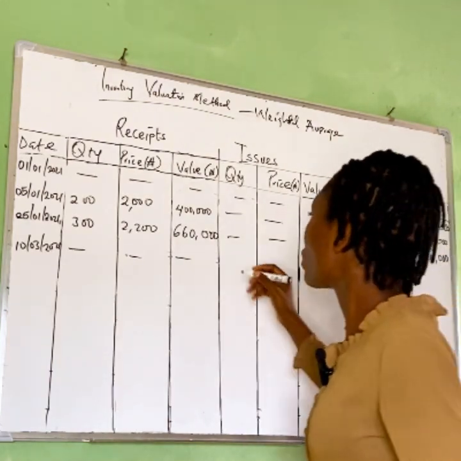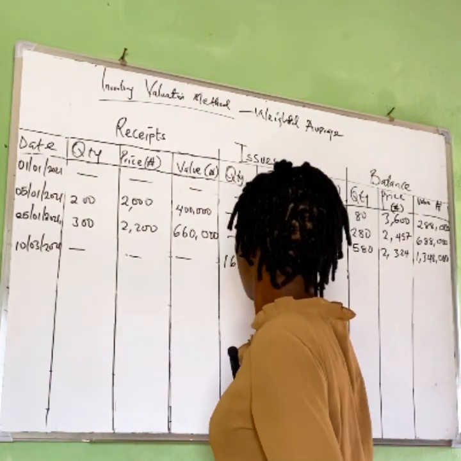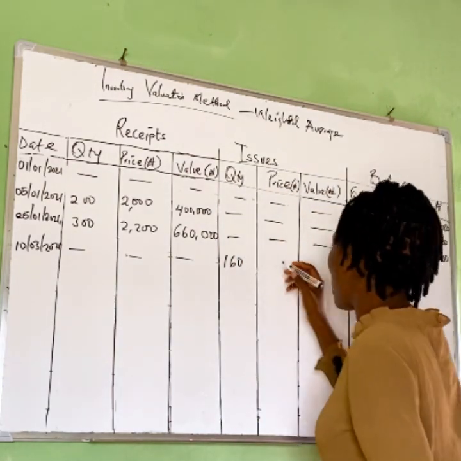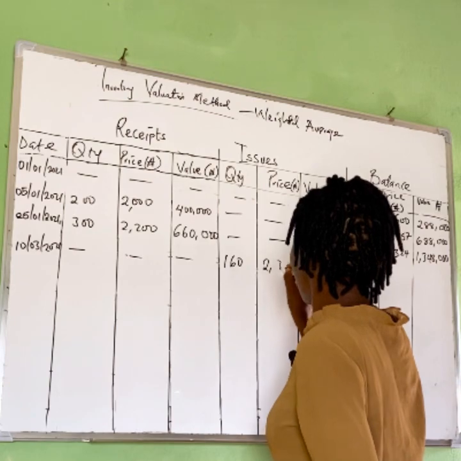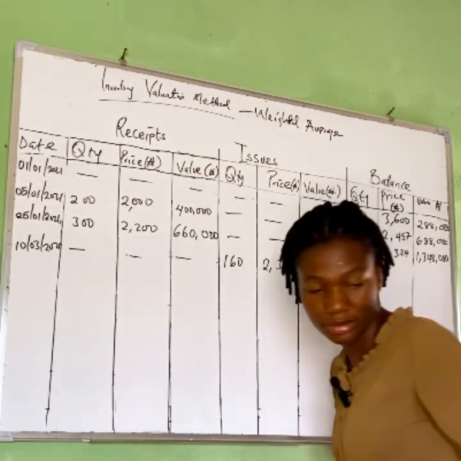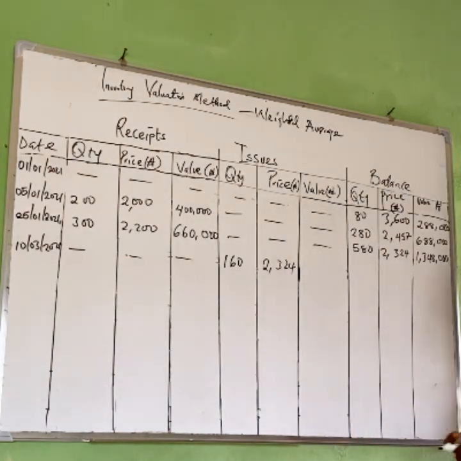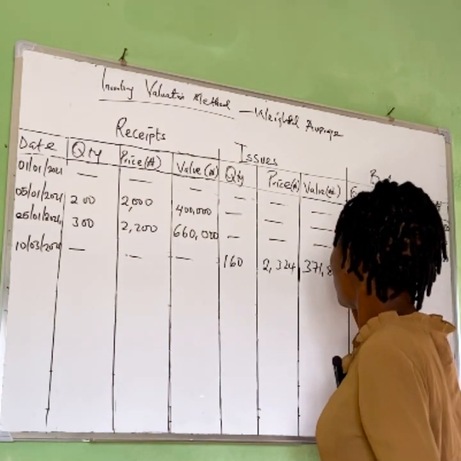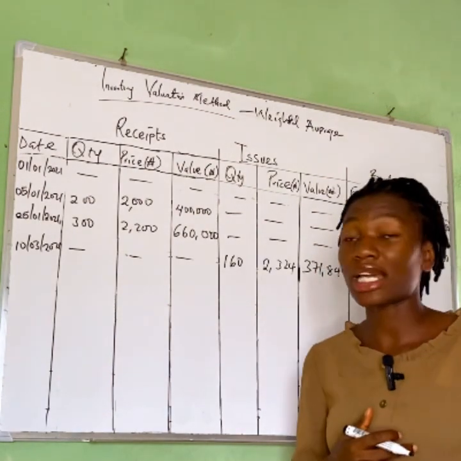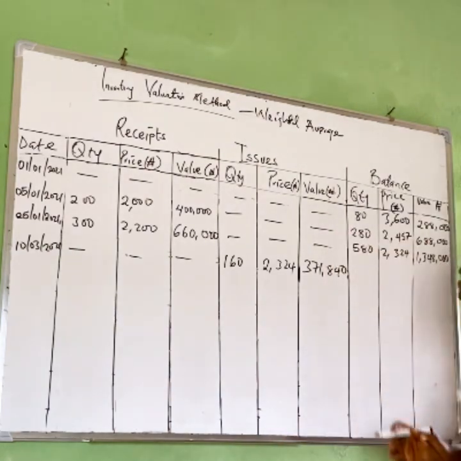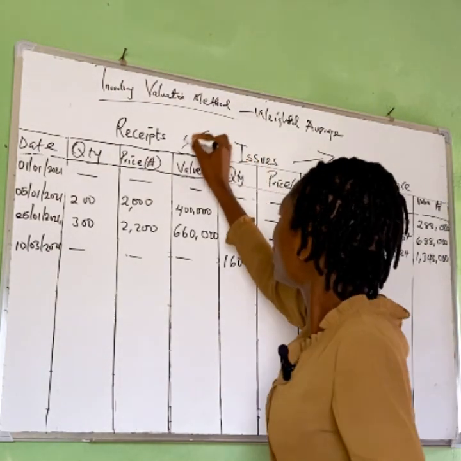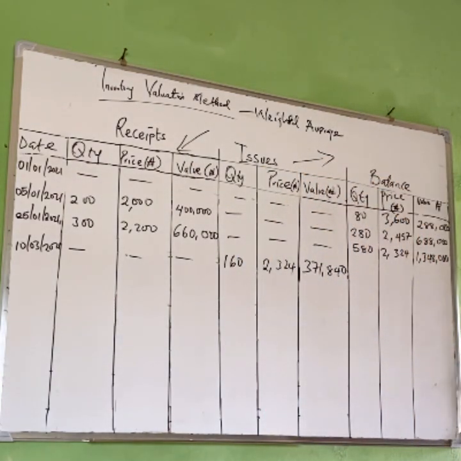All right, now we sold 160 bundles. Now we'll be using this average price that was calculated to issue out, 2,324 naira, and that will be giving us a value of 371,840 naira. All right, so this is our issue. Now, like we do for issue, we are going to subtract, right? Let's not forget our arrows. We are going to subtract because goods are going out, right?